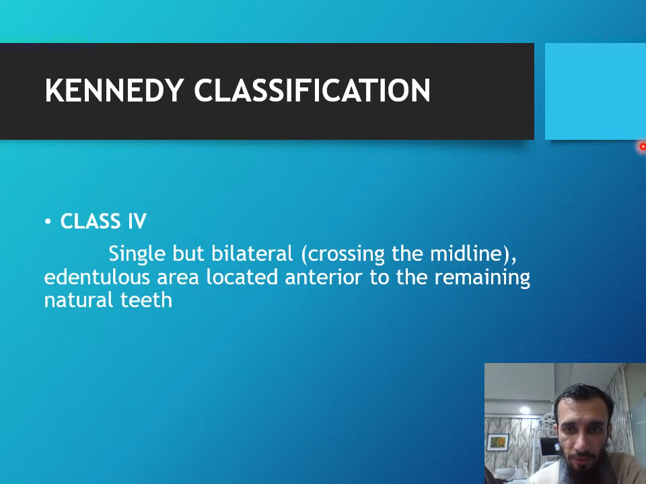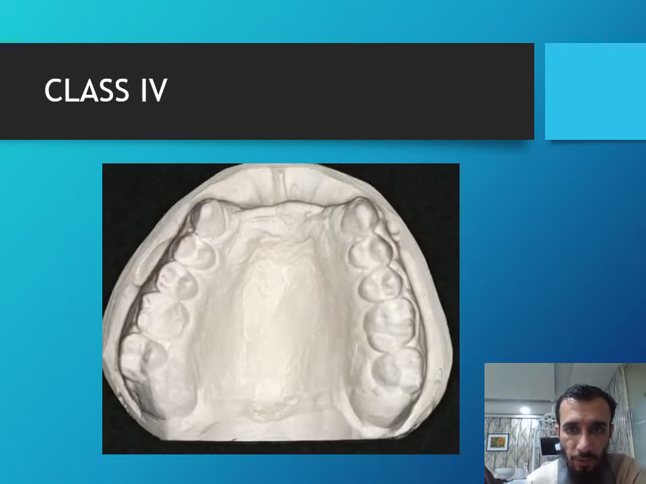And lastly, we have Kennedy's class 4, which is again a single bounded saddle, but for an edentulous space to be classified as class 4, it has to cross midline. That means that anterior teeth need to be involved, at least the incisors, central incisors especially, for it to be considered as class 4. Just like in this situation, it's an anterior bounded saddle in which the midline has been involved. So these are the four major classifications that were given by Kennedy.